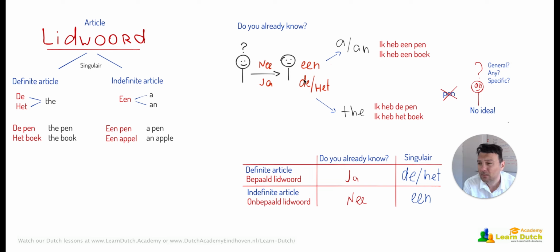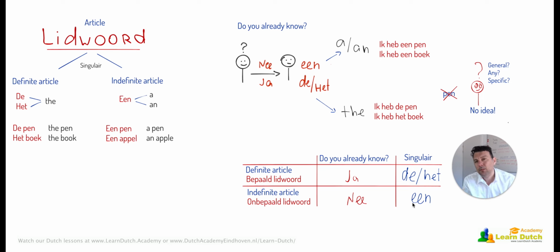Of course you need to know de and het words, right? You need to memorize them. I can tell you that approximately 75% are de words. So how are you going to use it? We have the definite article, which in Dutch we call bepaald lidwoord, and the indefinite article, which is onbepaald lidwoord. You need to ask yourself, do you already know? If your answer is yes, yes, you do. Remember the pen? Then you can use de or het. If you don't know what I'm going to talk about, you're going to use een.